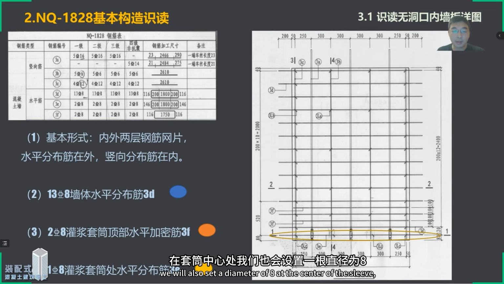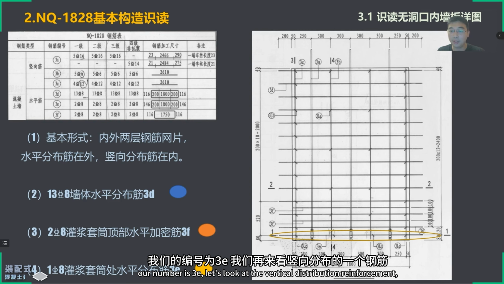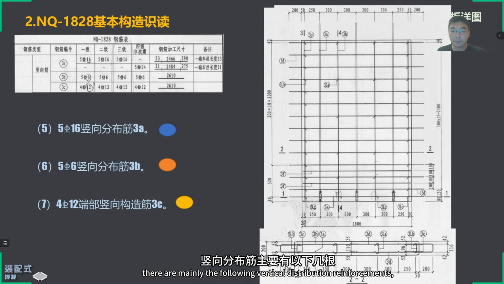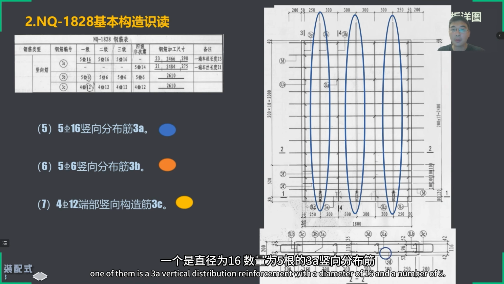We will also set a sleeve horizontal distribution reinforcement with a diameter of 8 at the center of the sleeve. Our number is 3E. Let's look at the vertical distribution reinforcement. There are mainly the following vertical distribution reinforcements. One of them is a vertical distribution reinforcement with a diameter of 16 and a number of 5.